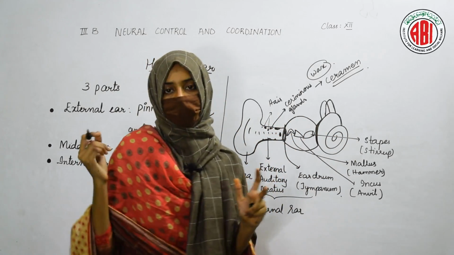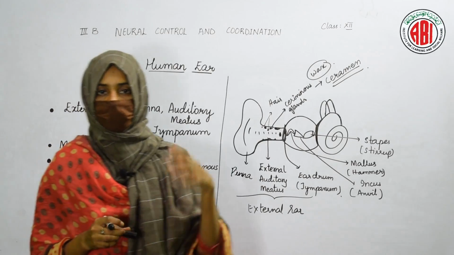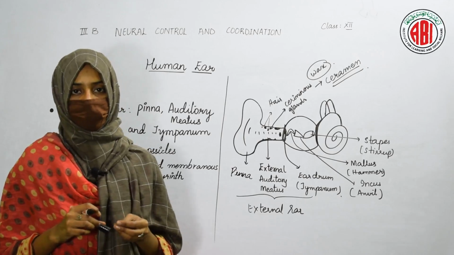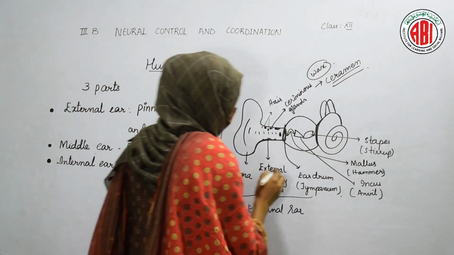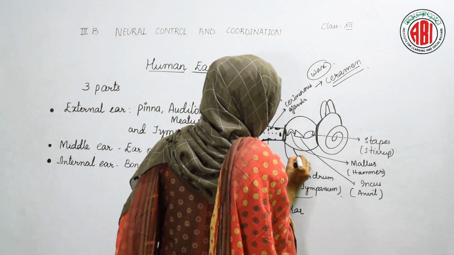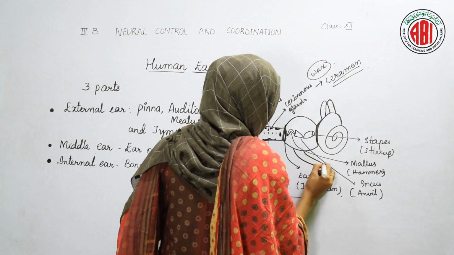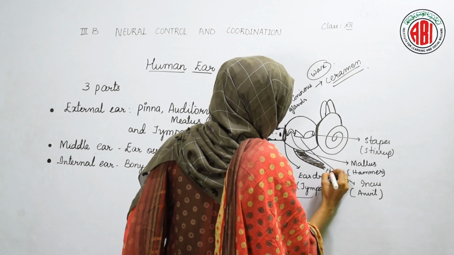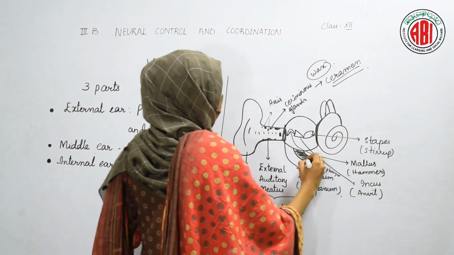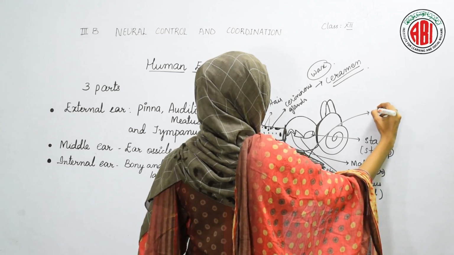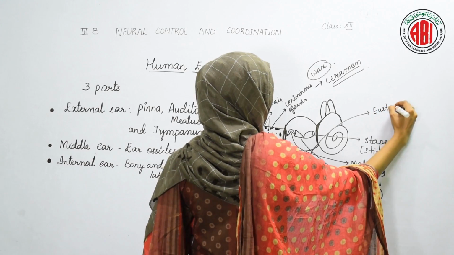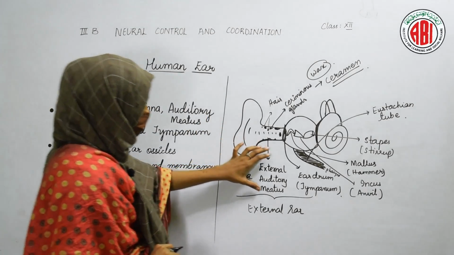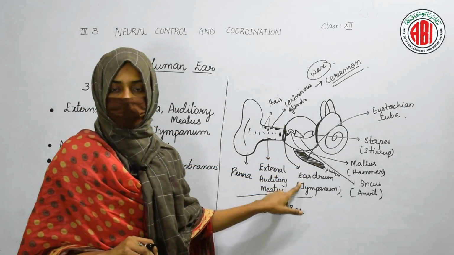When you put any drop into the ear, sometimes it will come into your throat. So how can this be possible? What is the reason behind this? This is because of a tube present in the middle ear. One tube arises from the middle ear, and this tube opens into the pharynx. And we call this tube the eustachian tube.